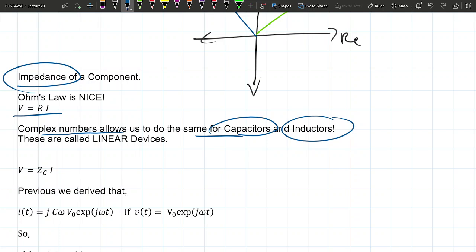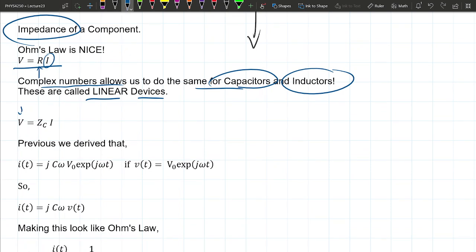These are known as linear devices, because the voltage is always going to be proportional to the current. But this proportionality is not necessarily just a real number, it could be a complex number.